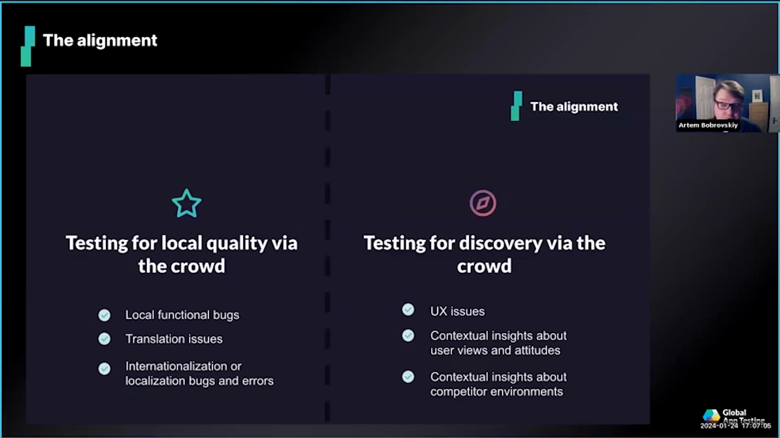As opposed to testing for quality, which is the normal, well understood type of testing, where you are trying to verify that the functionality is working correctly and find bugs and problems that you can fix, testing for discovery has a different goal. You're trying to find insights that will help you gain additional understanding of your users, your competition, your market, and your own product. So let me give you an example.